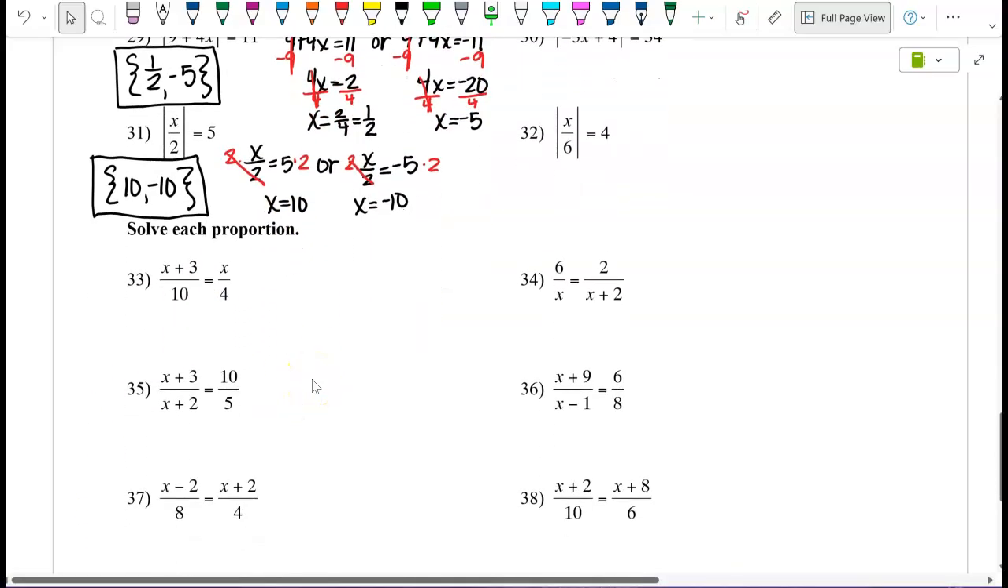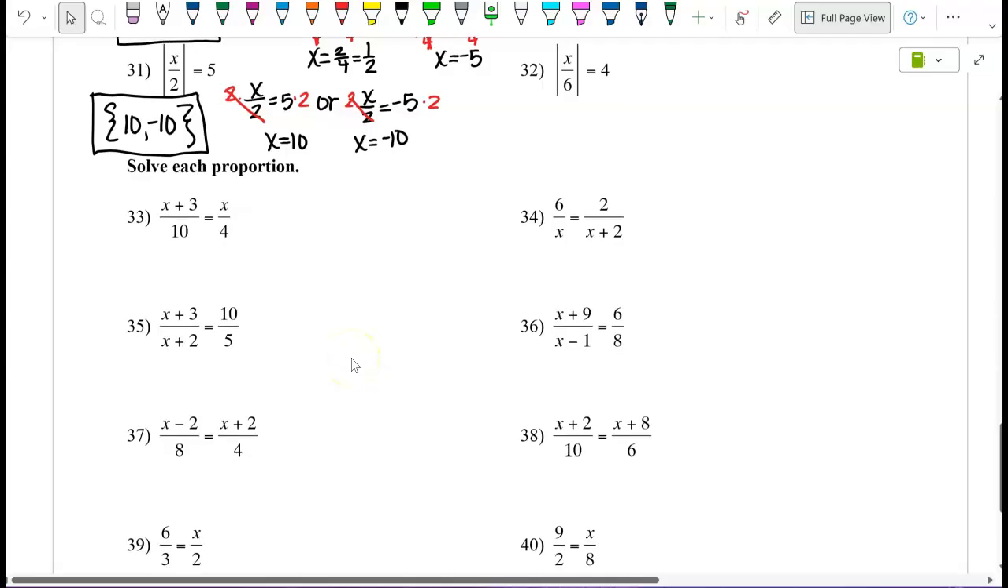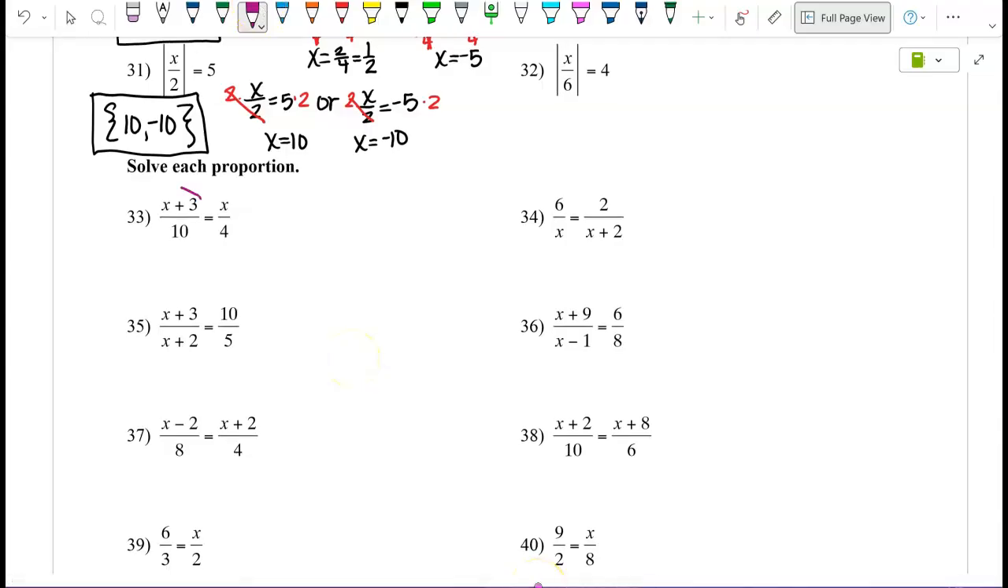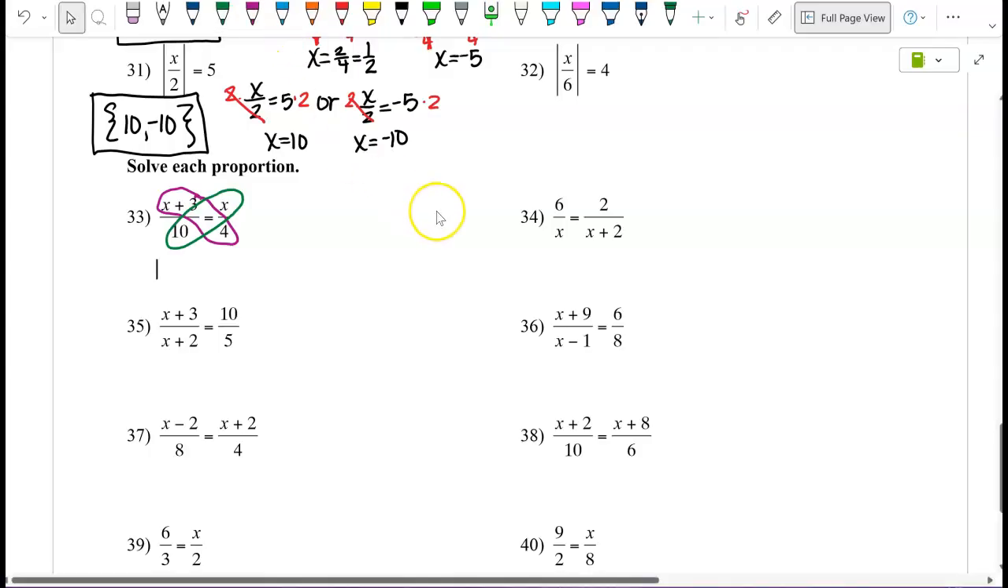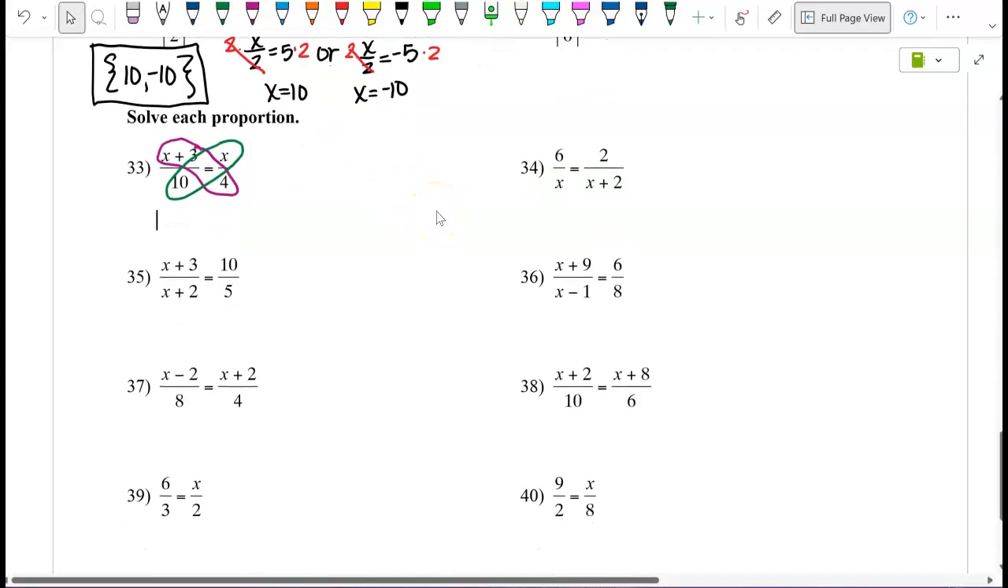All right, the last thing we learned about in the unit was proportions, and this is about cross products. Remember, we're doing that cross multiplication. I'm giving you a little visual there of how they set up. I'm going to pause for a moment while you do 33, 35, 37, and 39. Again, being cautious of positive and negative signs, and then we will go over them.